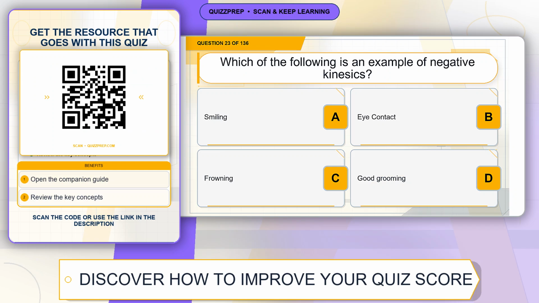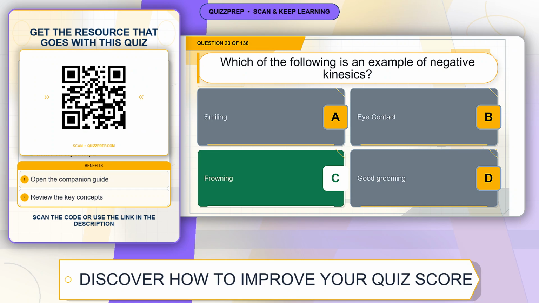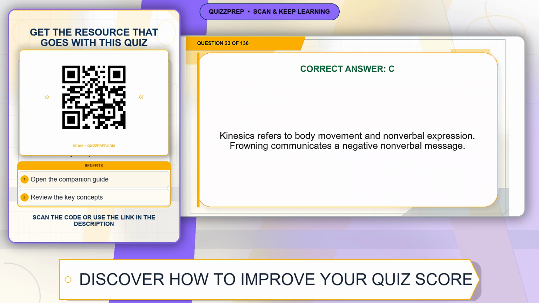Question 23. Which of the following is an example of negative kinesics? Option A, smiling. Option B, eye contact. Option C, frowning. Option D, good grooming. The correct answer is option C, frowning. Explanation. Kinesics refers to body movement and nonverbal expression. Frowning communicates a negative nonverbal message.